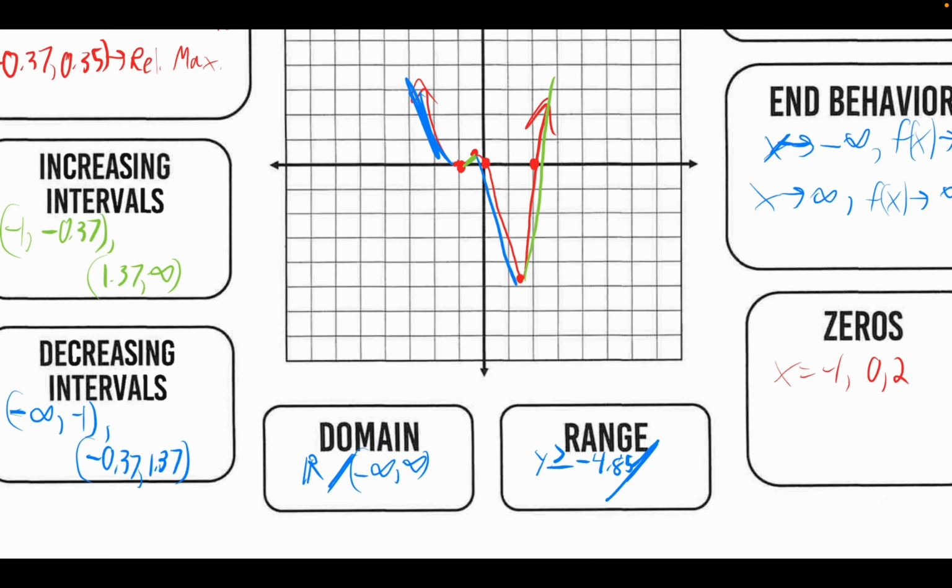Or you could also rewrite this as -4.85, comma infinity, with -4.85 getting a bracket. And that would be the end of Algebra 2, section 5.4.